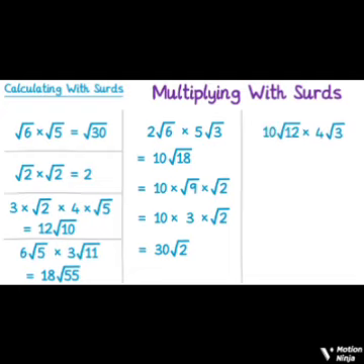Let's try one more. So 10 root 12 times 4 root 3, we'll do 10 times 4 first, that's 40, and then root 12 times root 3, which is root 36. This one's interesting though because the square root of 36 is just an integer, it's just 6. So this is just the same as 40 multiplied by 6, which is 240.